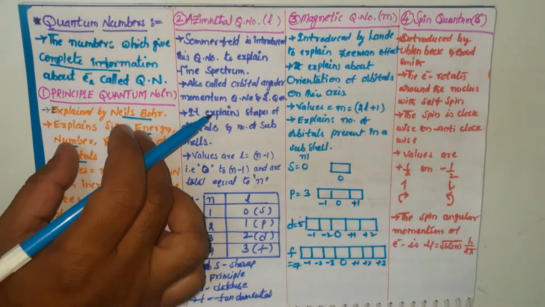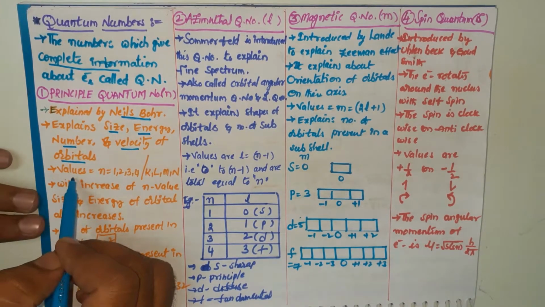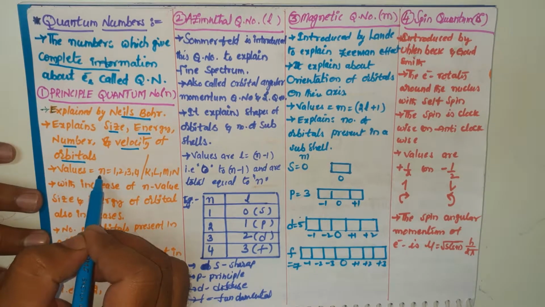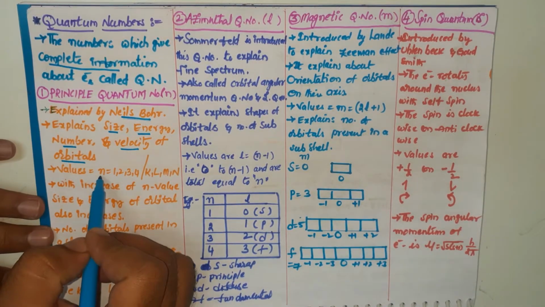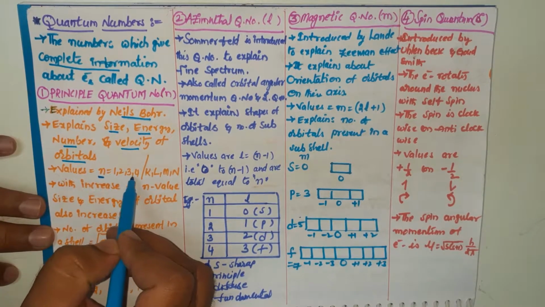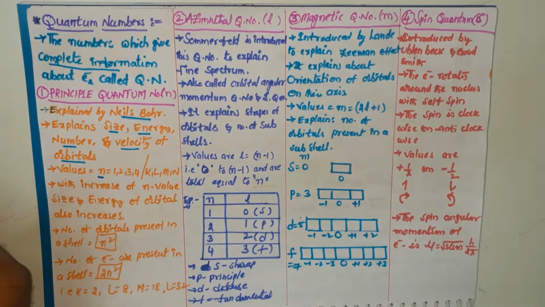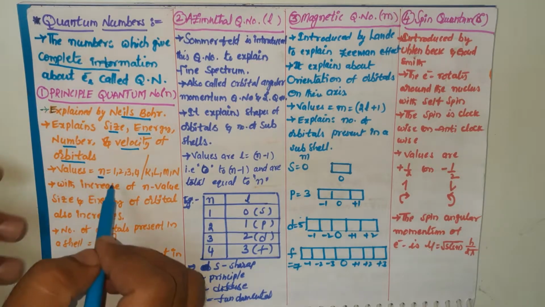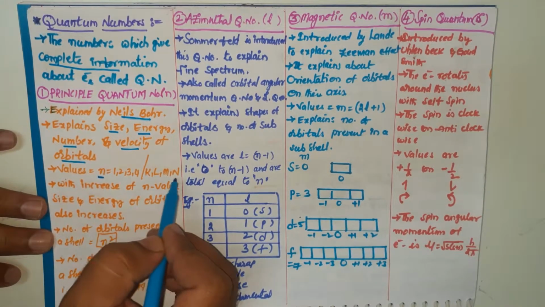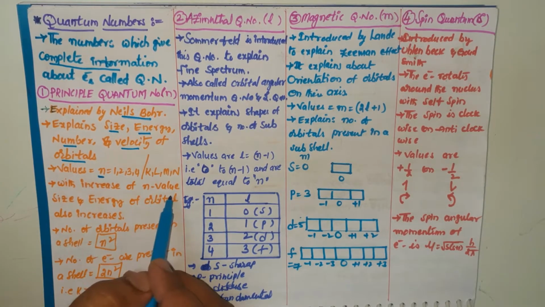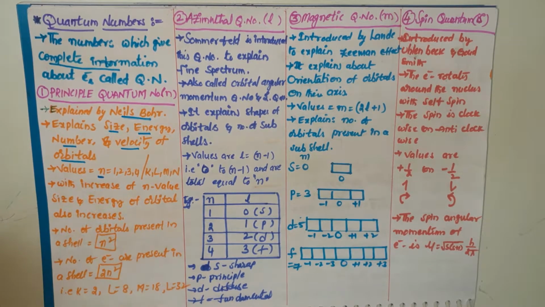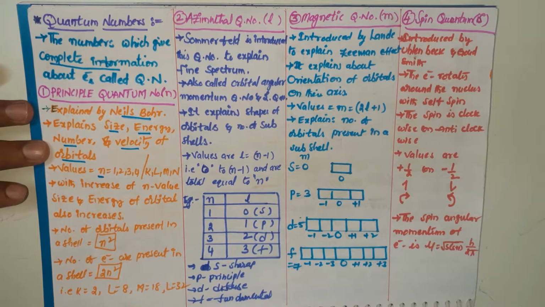Okay students, this is the main feature. The principal quantum number is denoted by small n. Its values are 1, 2, 3, 4, as we already learned in Bohr's atomic model, or K, L, M, N. With increasing n values, the size and energy of the orbitals also increase.